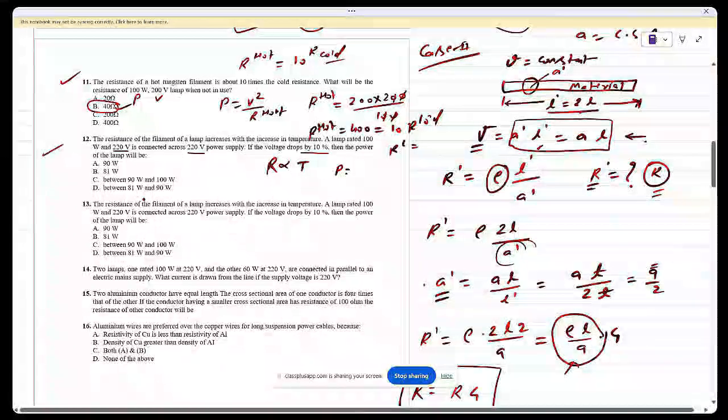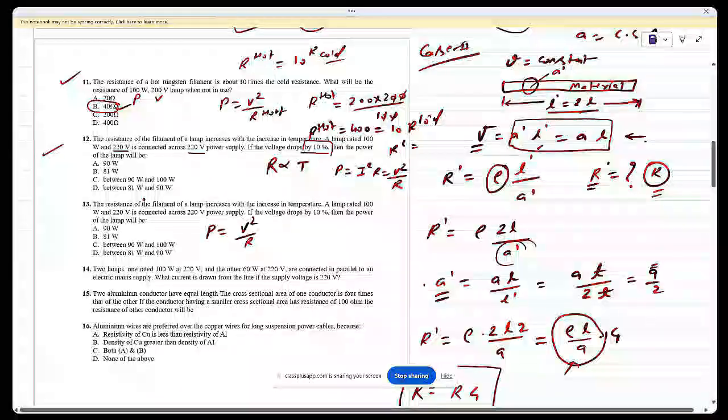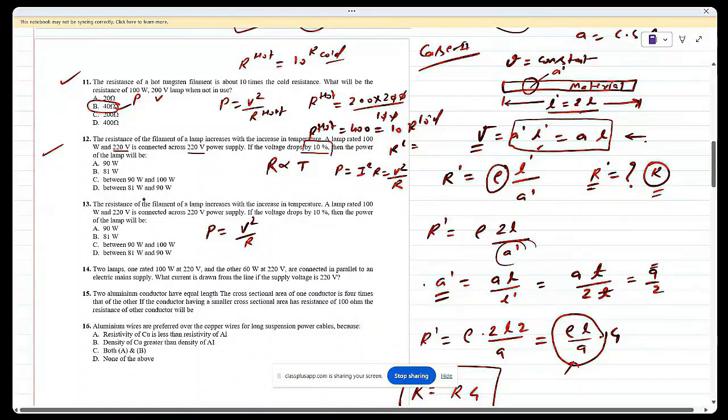And power is equal to what? I square R is equal to what? V square upon R. No problem. Now when the lamp rated 100 watt 220 volt is connected to a 220 volt supply, if the voltage drops by 10%, then the power of the lamp will be. So you can solve it by this method: P is equal to V square by R, and this is equal to 100 watt. So you can write 100 is equal to 220 square divided by R.